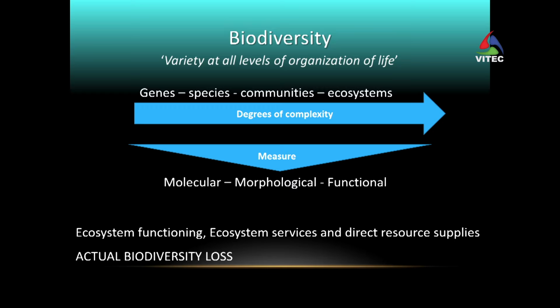First, I want to introduce you to the concept of biodiversity that we are using. Biodiversity is defined as the variety of diversity at all levels of the organization of life. And if we look at the ecosystem, we can identify genetic diversity, species, communities, and also assemblages of different ecosystems that form the biomes. This diversity can be measured with different means, in particular molecular, morphological, or functional. And it's not automatic that all these measures will give the same results.